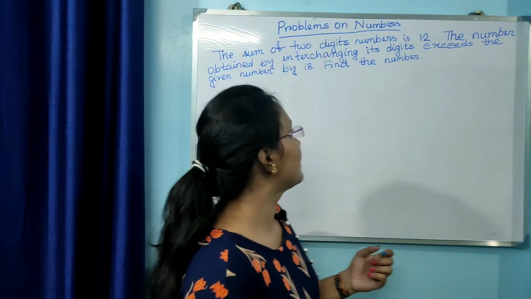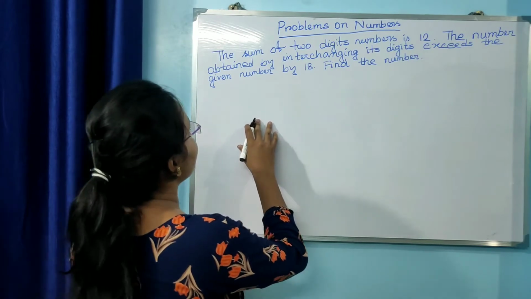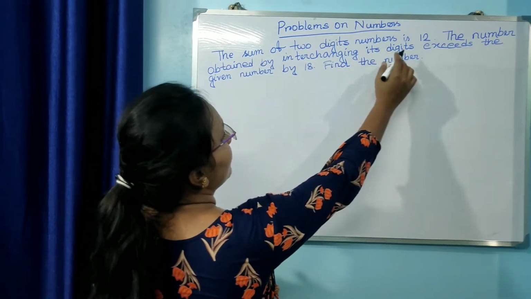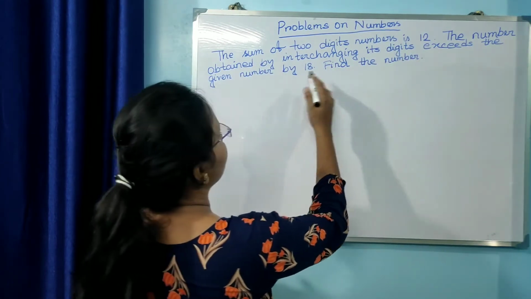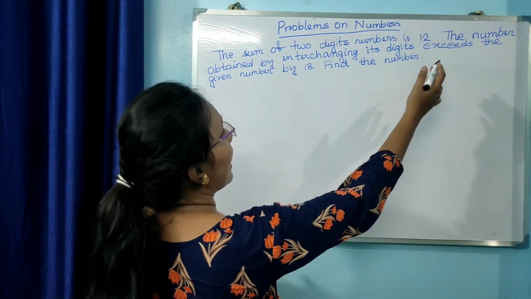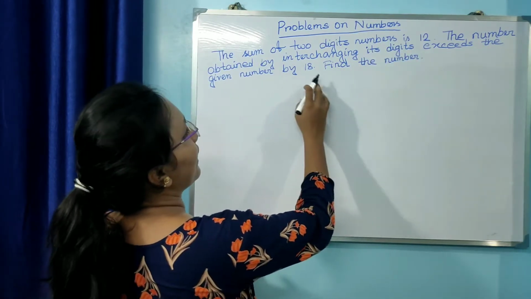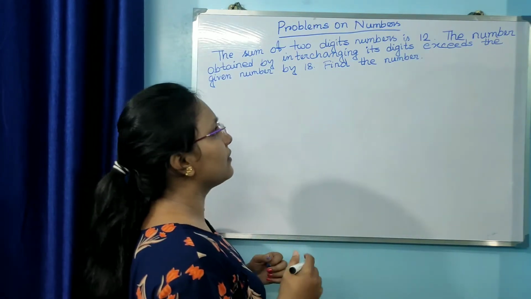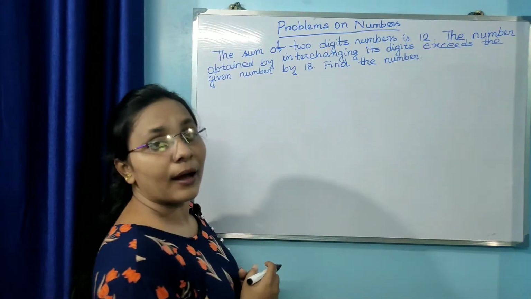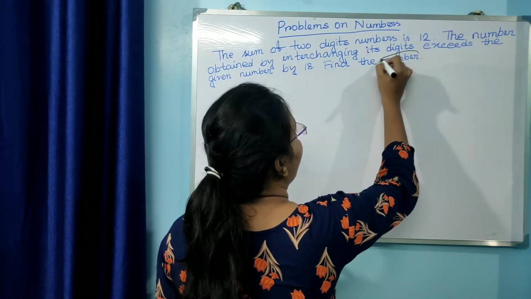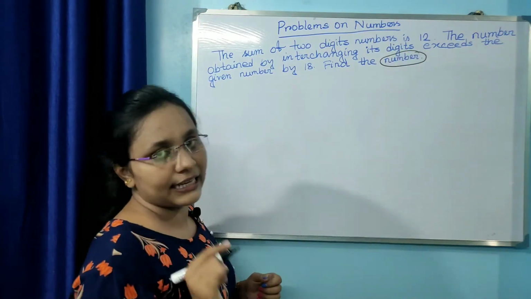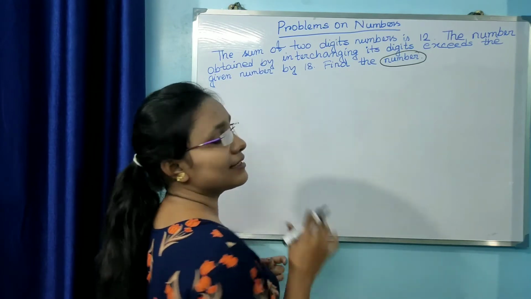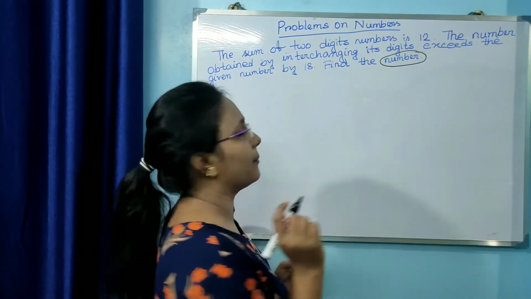Okay, so see here the question is: the sum of the digits of a two-digit number is 12 and the number obtained by interchanging its digits exceeds the given number by 18. Find the number. So at first you will find what is required. You have to find the number, that means a single number. So this is a digit related problem.